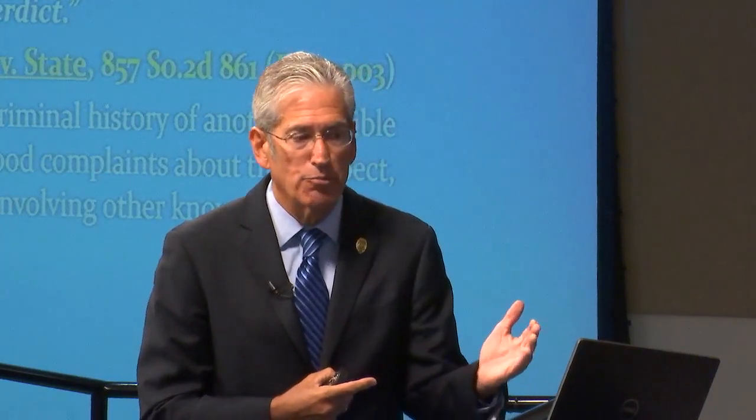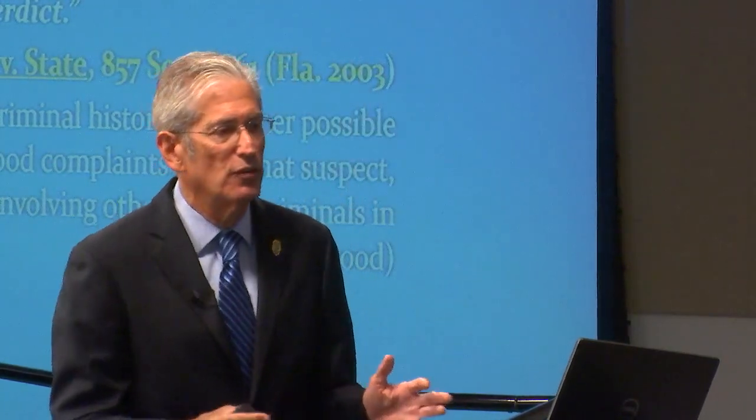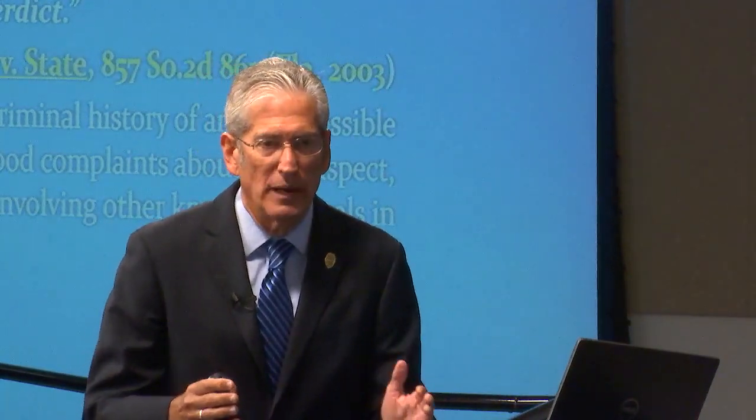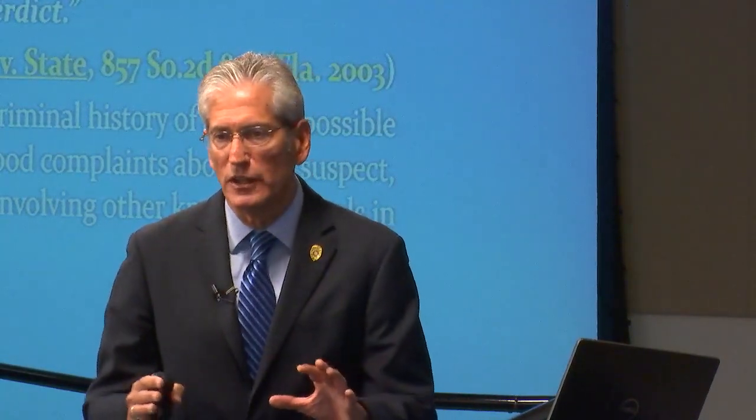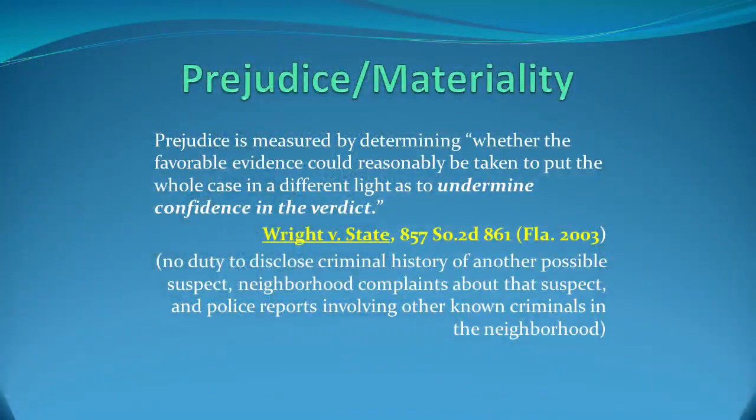Now, talking about prejudice and materiality, because that's where the rubber meets the road in terms of the case law. Generally, that's where the battles are fought, and that's where I'm going to give you at least some guidelines and ideas as to where that threshold lies. Prejudice is measured by determining whether the favorable evidence could reasonably be taken to put the whole case in a different light so as to undermine confidence in the verdict.